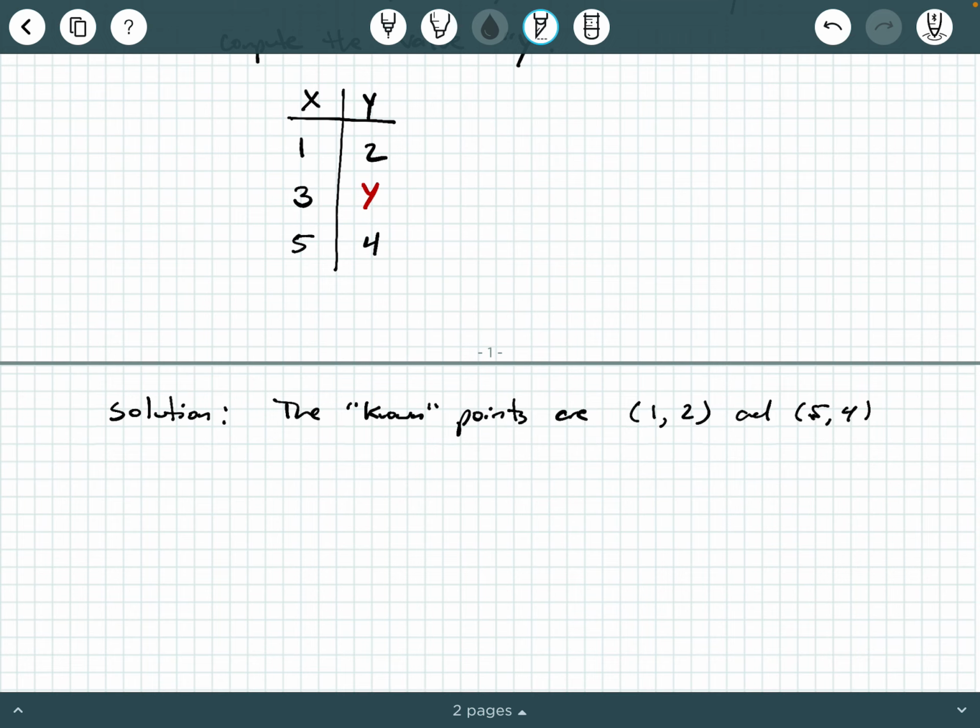And so what we're looking for is this value of little y that's in red here that corresponds to an x value of 3, all right? So let's go ahead and build this relationship.